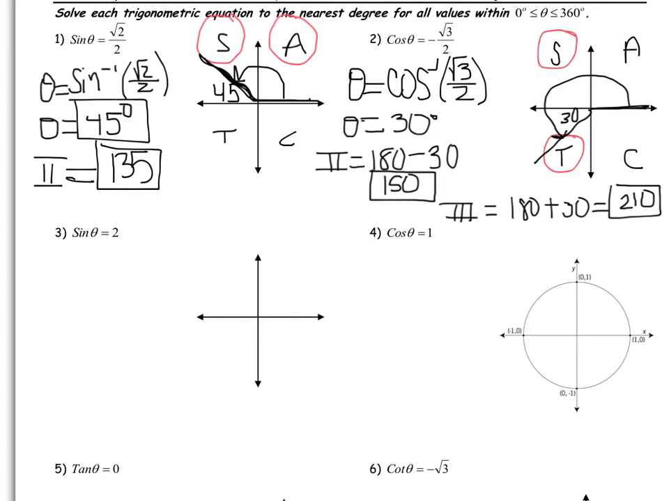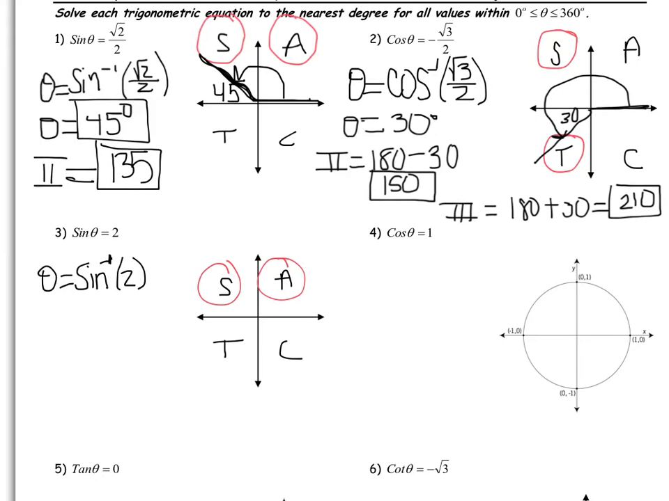Sine of theta is equal to 2. Is it equal to a positive 2 or negative 2? Positive. So A, S, T, C. What quadrant are we in? 2 or 1? How do I find theta? Theta is equal to the inverse sine of 2. So go ahead and put that into the calculator.